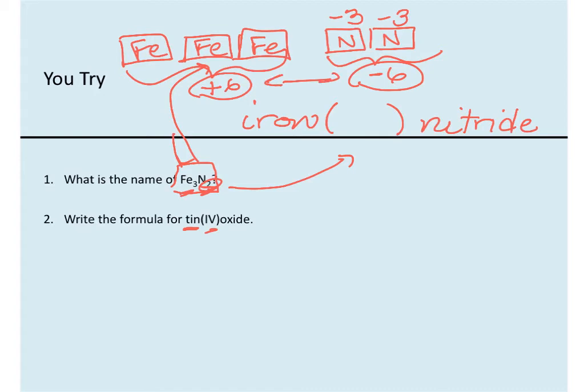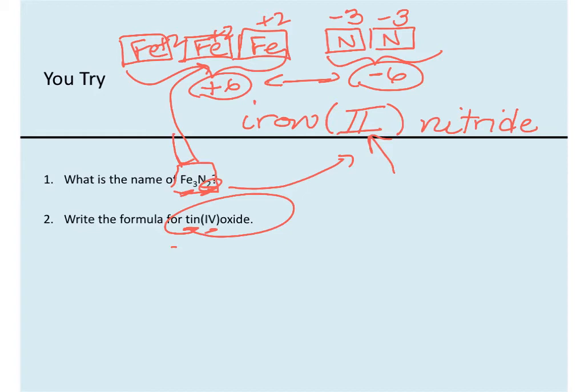So if my total iron charge has to be +6, what is the charge each iron atom must have? +2. So the name of that would be iron, Roman numeral 2, because you're writing the charge on one individual transition metal. All right, now to go the other way, tin oxide, a little bit harder.